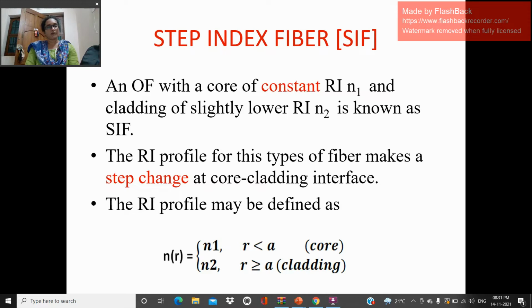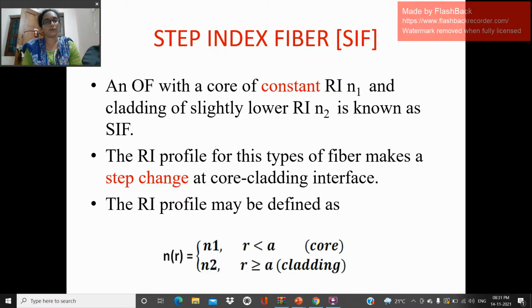Next, the refractive index profile for these types of fibers makes a step change at the core cladding interface. At every interface of core and cladding, the RI profile for this type of fiber makes a step change. So the core cladding interface makes the step change in refractive index.